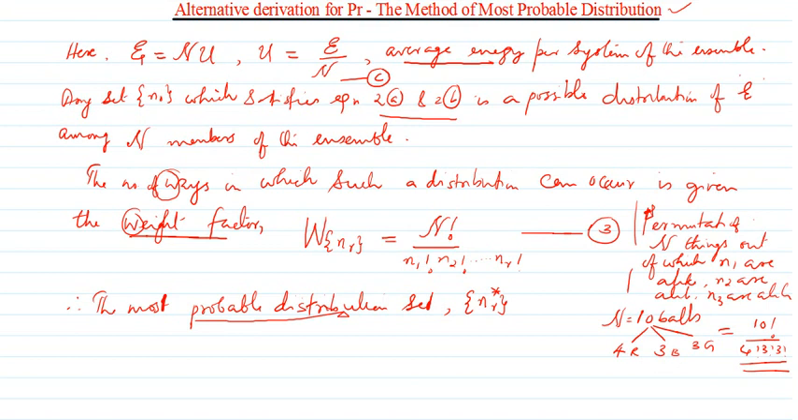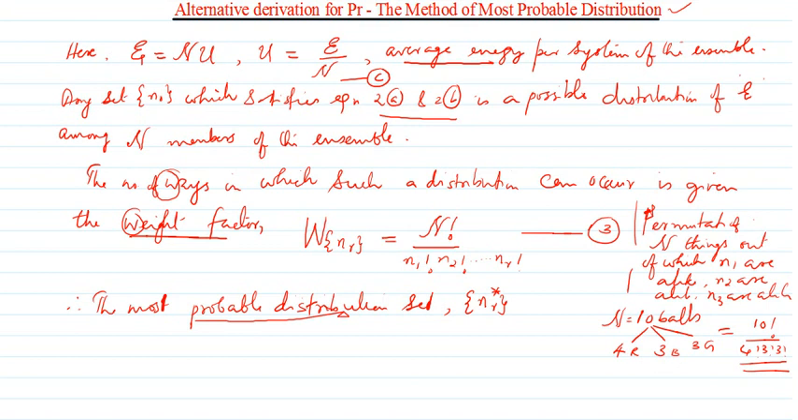What does it mean, most probable distribution? What is the speciality? The most probable distribution would be that distribution which is having largest number of what? Microstates. Okay, or in other words, we had concluded that the macrostate having largest number of microstates will be the most probable macrostate, and in the thermodynamic limit, the most probable macrostate would be the only probable macrostate of the system.